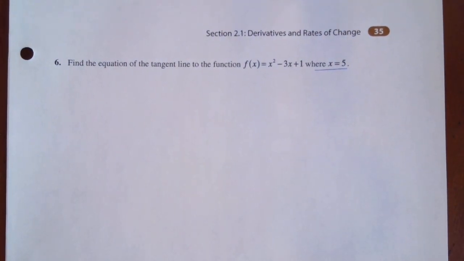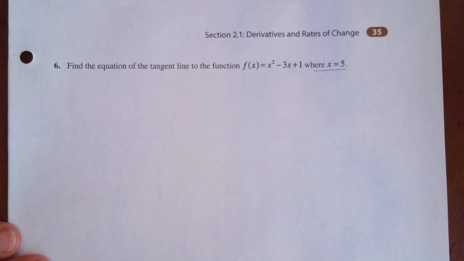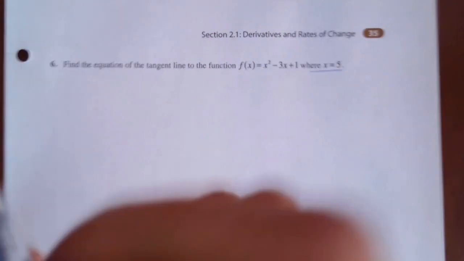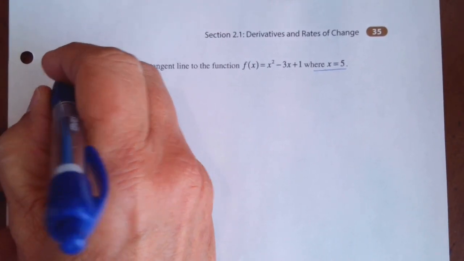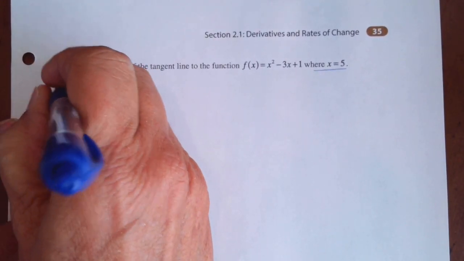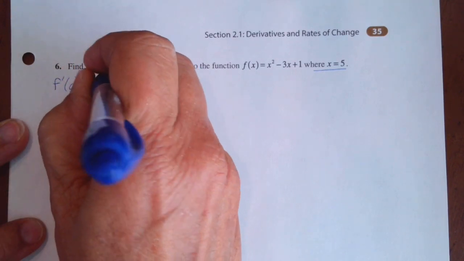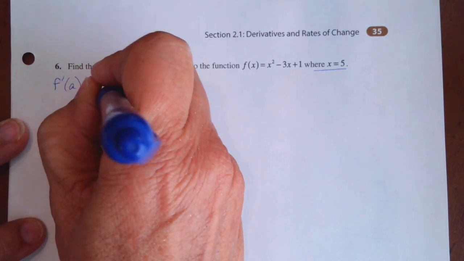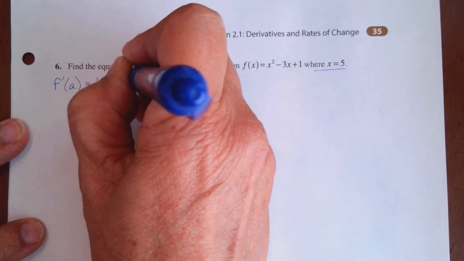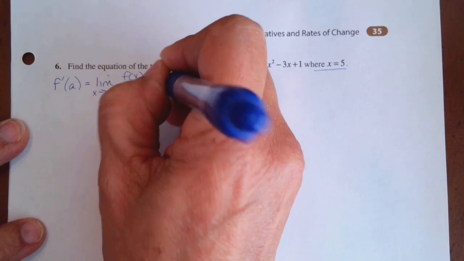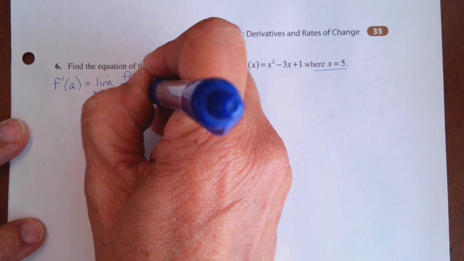So this is the one I was telling you that we can use either of the two equations where you're finding the derivative at a specific point, okay? So we have two different ones. So I'm going to write them up here at the top. We have f prime of a equals the limit as x approaches a of f of x minus f of a over x minus a.